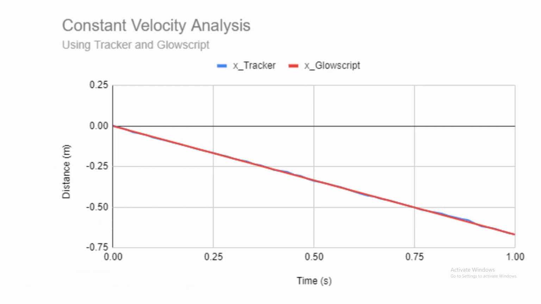Here's a line graph comparing the Tracker data and the GlowScript data. The blue is the Tracker data and the red is the GlowScript. As you can see, they're fairly similar, very closely similar, with maybe some error in the Tracker data due to having to click for each individual frame where the center of the ball is.